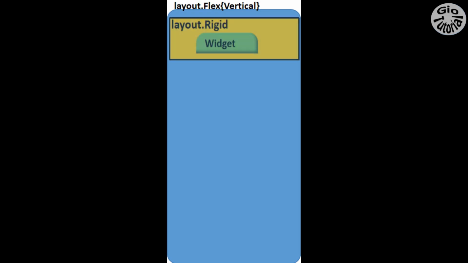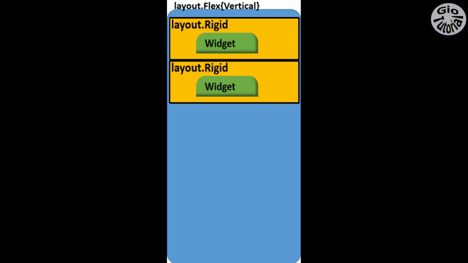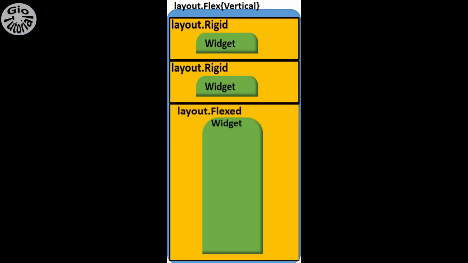This animation will explain the difference between these three layouts and how they interact between themselves. We have a flex structure that's set to store its children vertically. The first rigid structure will have a widget inside. As we said, Rigid will make the widget inside of it keep its natural size. The second rigid structure will have the same behavior and will take its natural space right after the first rigid. Now we have a flexed structure which by nature will take up the whole remaining space.